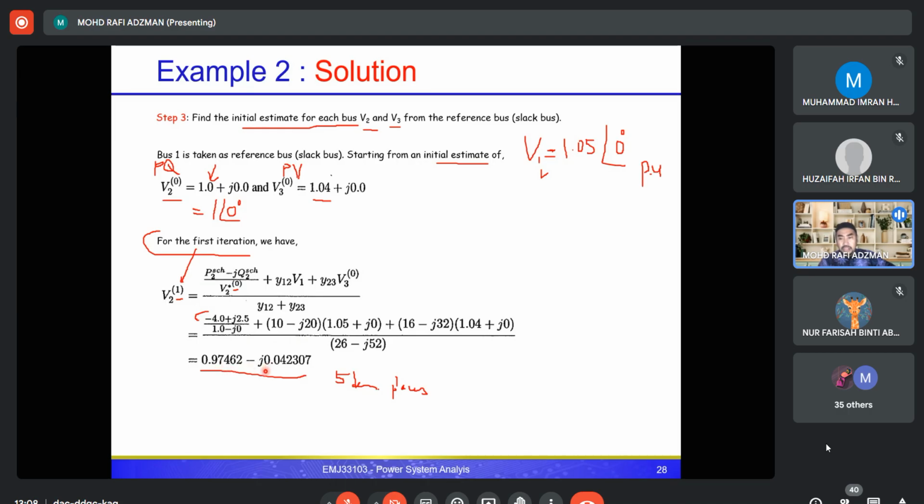So you find that the value is 0.97462 minus j0.042307. This is in per unit. Okay, it has 5 decimal places.